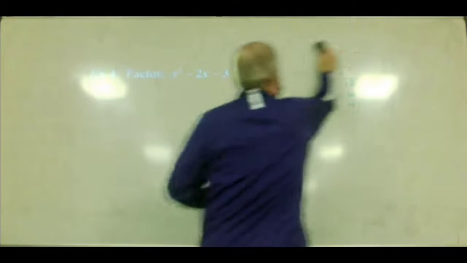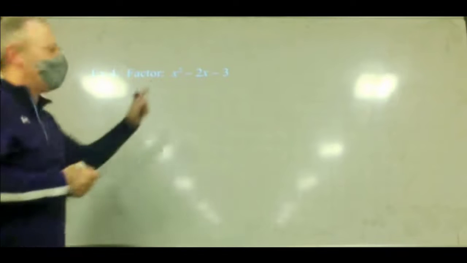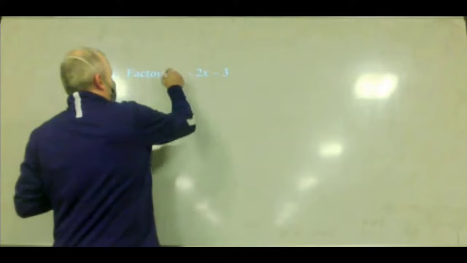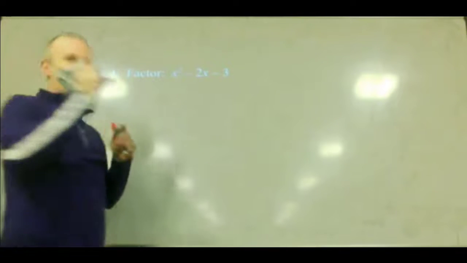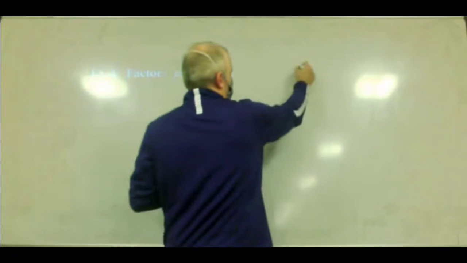This one says x squared minus 2x minus 3. Another fairly basic one before we move on to some other ones, but it gives us another look at this. Again, what number is automatically in front of the x squared? A 1. Okay, so our first step says 1 times the negative 3. So I'm just going to go over here and do that. And what do we know that 1 times negative 3 is?